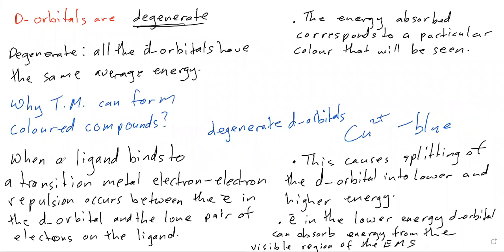So you don't have to sort this. You can put it in your own words. Ligands bind to the transition metal that cause the d orbital to split. Once it's split, electrons in the lower energy absorb light from the visible region and move up into the higher energy d orbital.